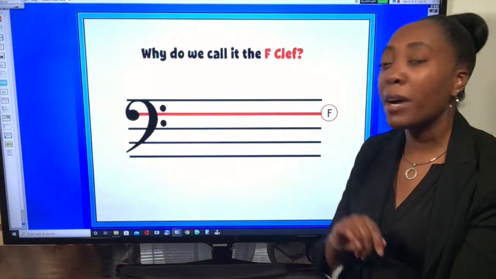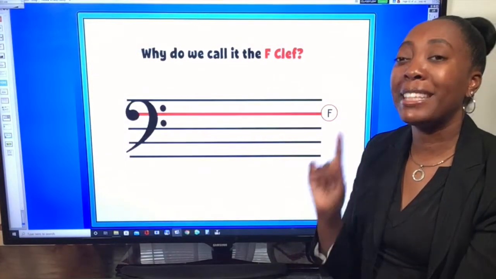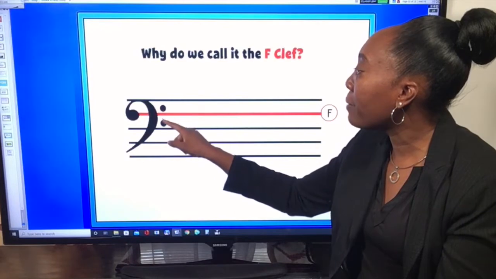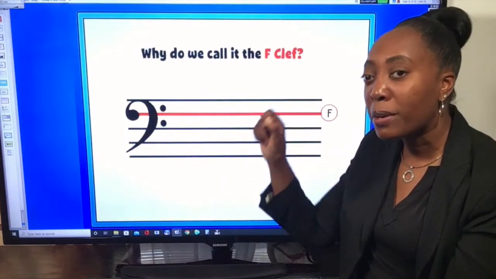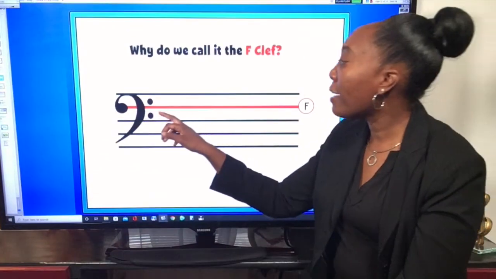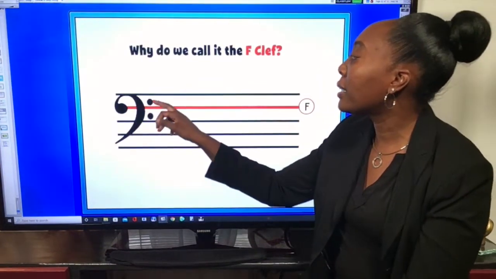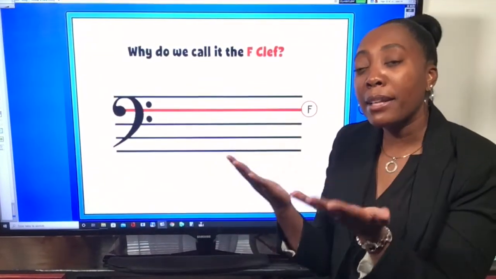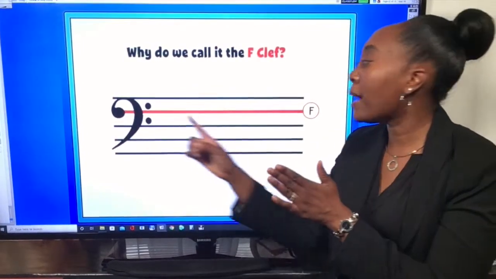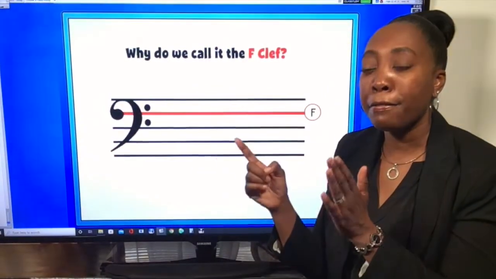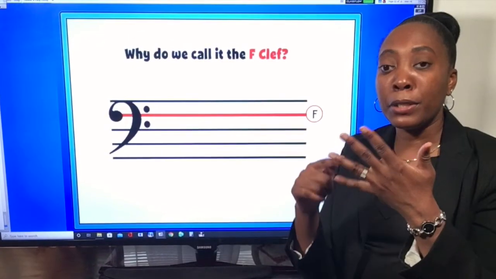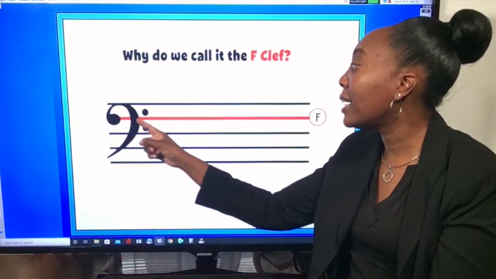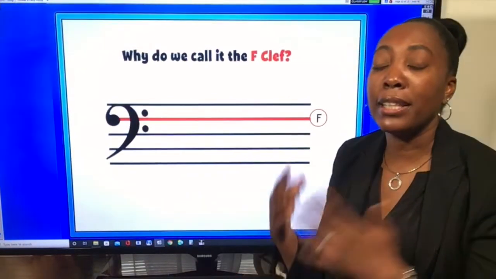The reason why we call the bass clef the F clef is because of these little dots. Remember when we practiced drawing our bass clef, you have a dot below the fourth line and a dot above the fourth line. So the bass clef gets its name from that fourth line being the F line, because it's good boys do fine, so that F line, and that's how we call it the F clef.